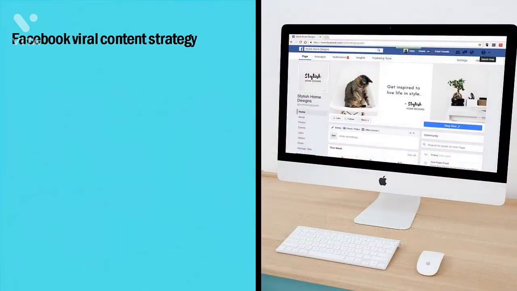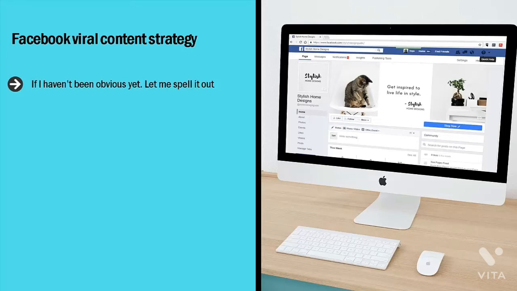Facebook Viral Content Strategy. If I haven't been obvious yet, let me spell it out. For Facebook, your viral content strategy should first involve posting your curated viral content on your Facebook page. Next, you share that content on niche-related groups. This will then drive likes to your Facebook page. You want Facebook users to find themselves on your page.